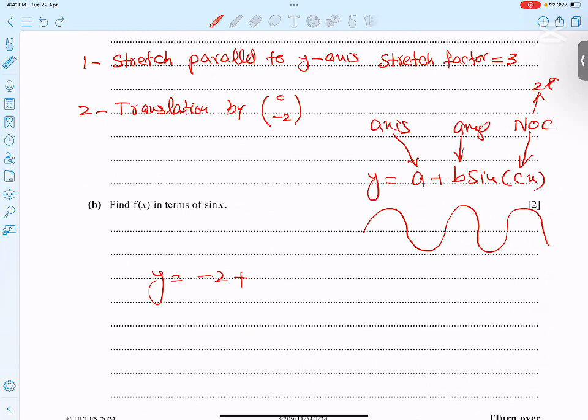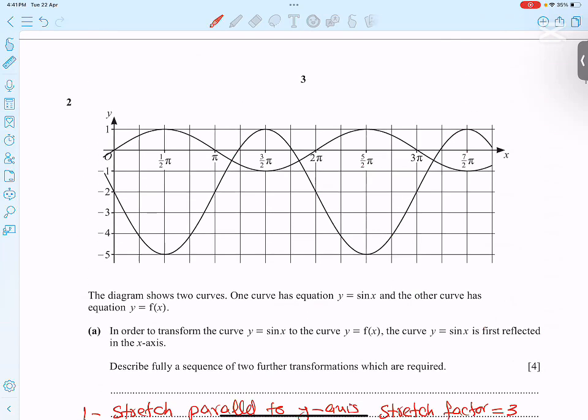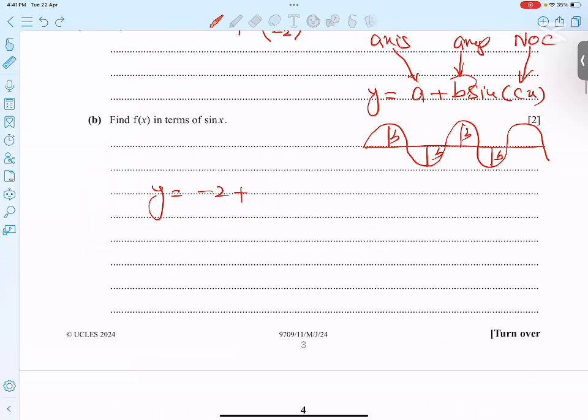Amplitude. Basically, amplitude means how much distance up and below the axis. This is called amplitude, B. So with -2 as the axis, how much going down? 3 boxes. How much going up? 3 boxes. So amplitude is basically 3. So I got it: this B value, the multiplying factor, is 3.